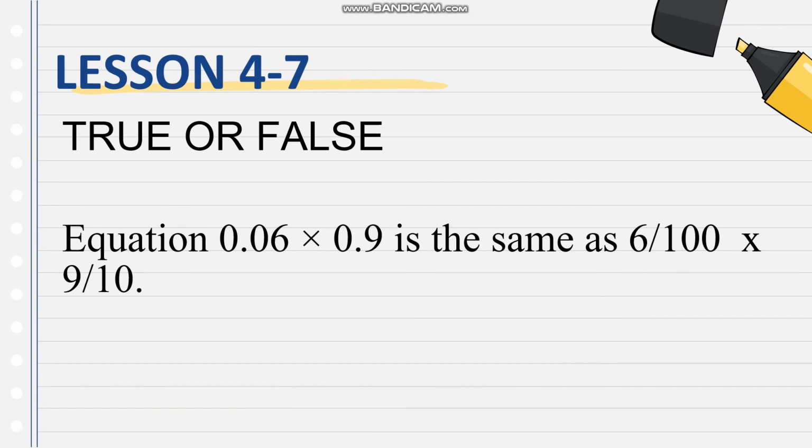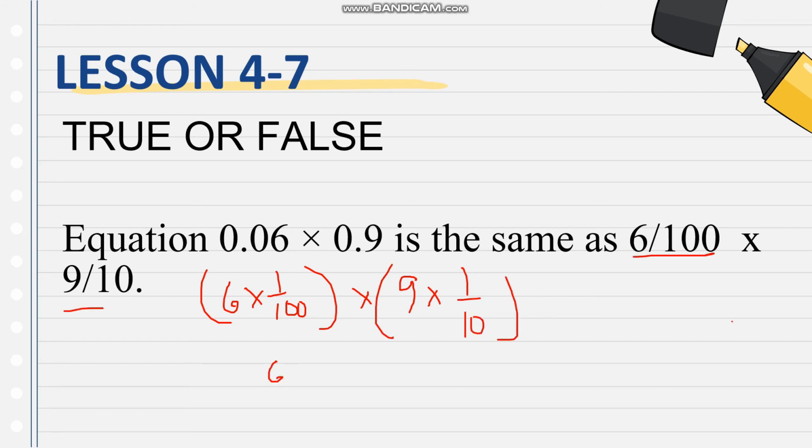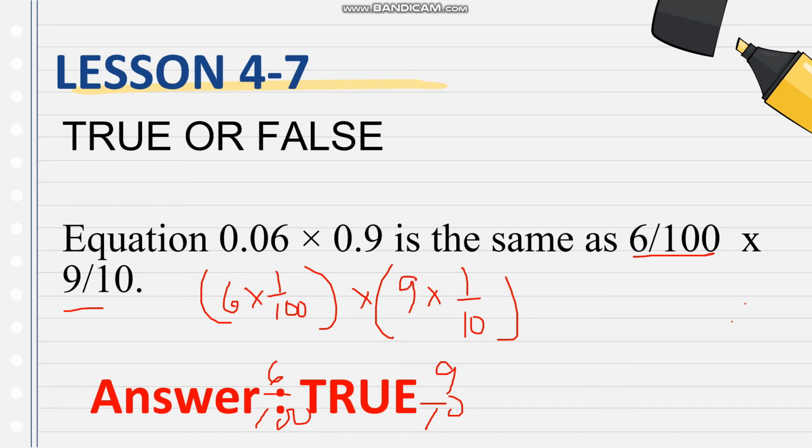Next, the equation, lesson 4.7. So let's apply the concept. This is 6, so 6 multiplied by 100, then multiply by 9, multiplied by 1 over 10. 6 times 100 is 600. And 9 times 1/10 is 9/10. So they are equal. So 600 and 9/10 is the same as 600 and 9/10. That's why that statement is true.